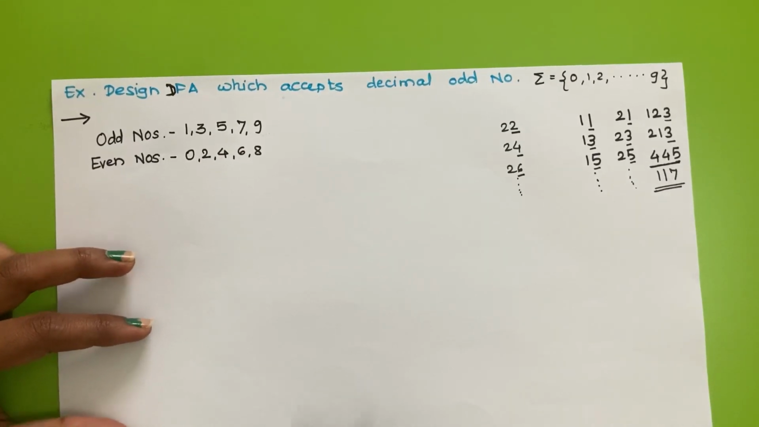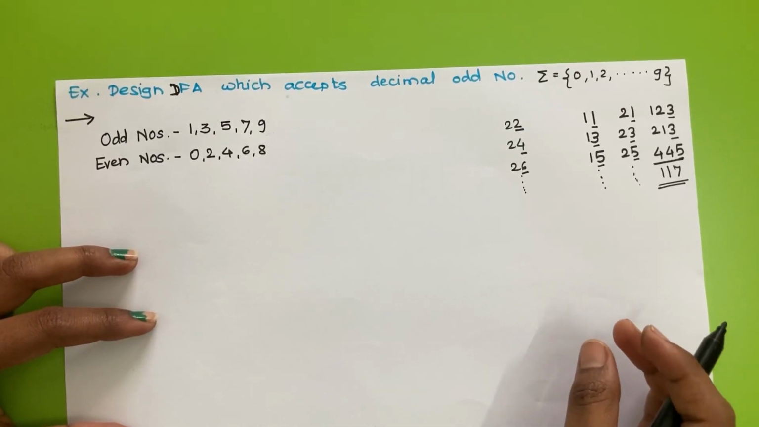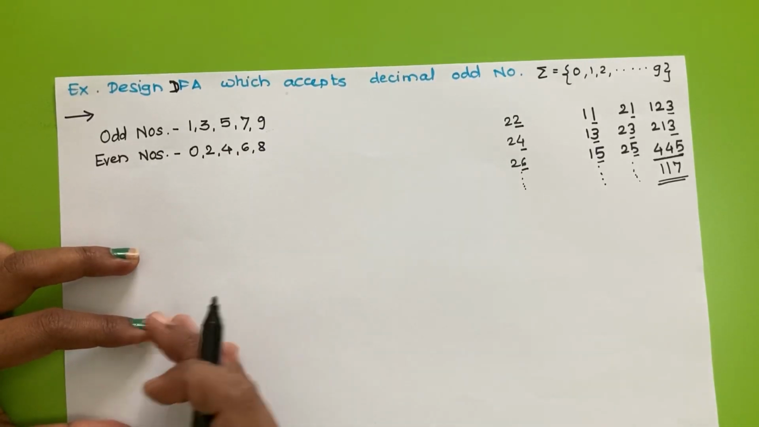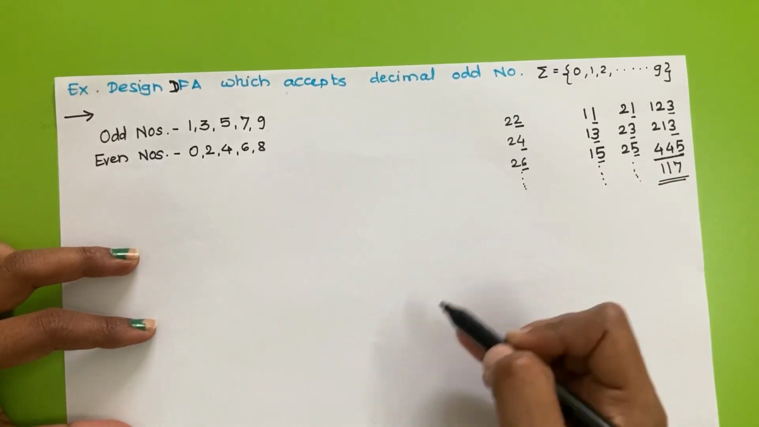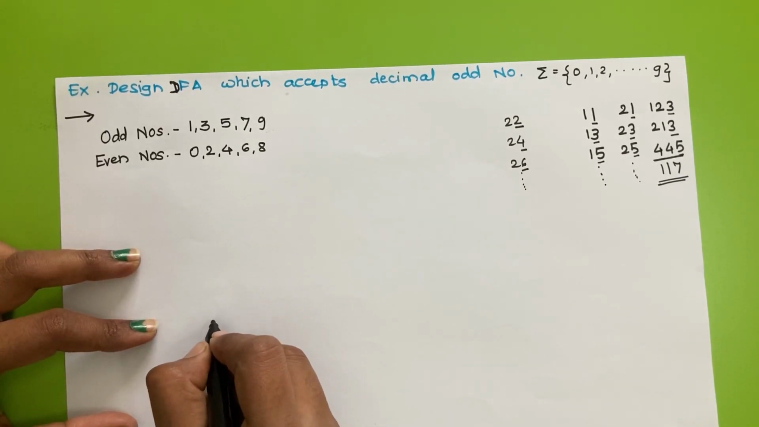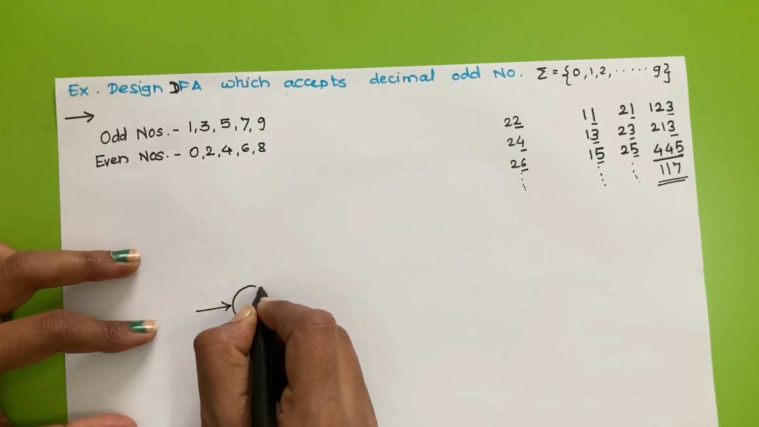So we have observed that if a string ends with an odd digit, then the total number is odd, and if the string ends with an even digit, then the total number will be even. So first we have concluded that.